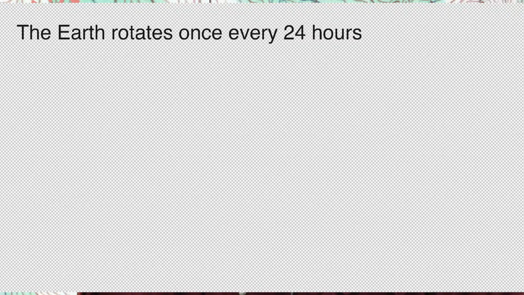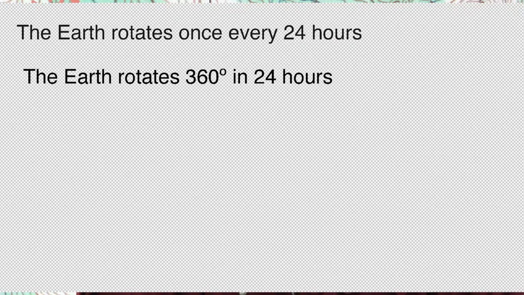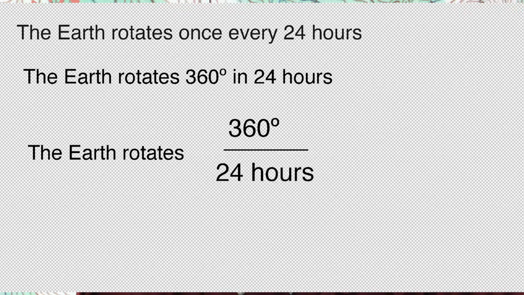Now, if you recall, each day is 24 hours long. So the earth rotates once every 24 hours. Therefore, every 24 hours, it turns a total of 360 degrees. So, if we were to take 360, divide it by 24, we would discover that the earth rotates 15 degrees every hour. Now that is important.